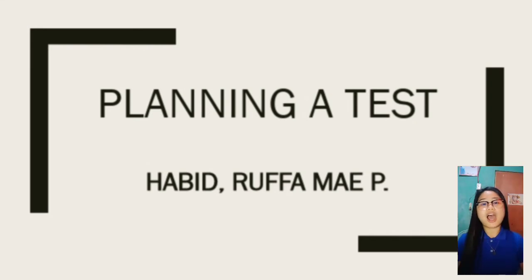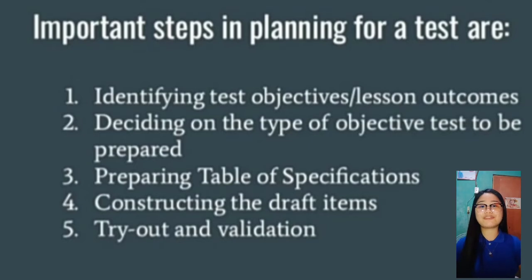Planning a test. Under planning a test, we have steps in planning for a test and table of specification. So the important steps in planning for a test are identifying test objectives or lesson outcomes, deciding on the type of objective test to be prepared, preparing table of specification, constructing the draft items and tryout and validation.